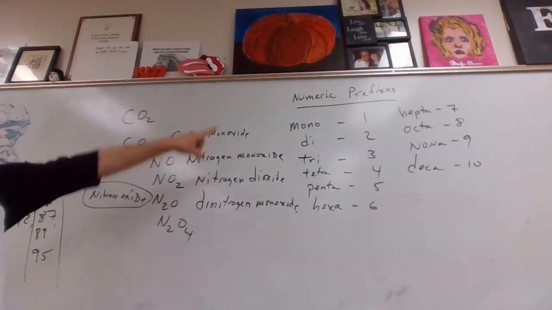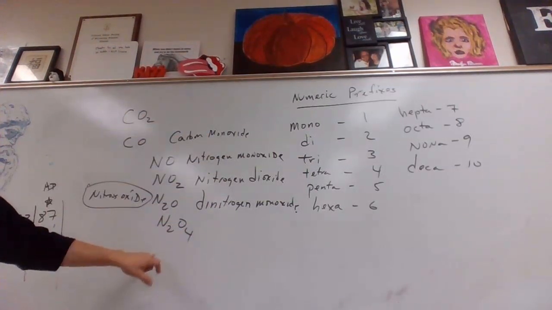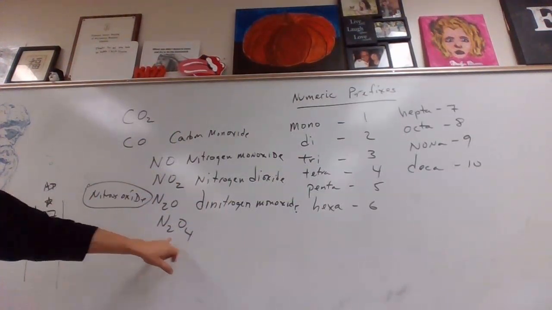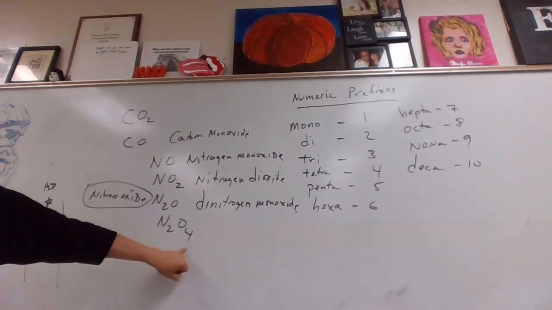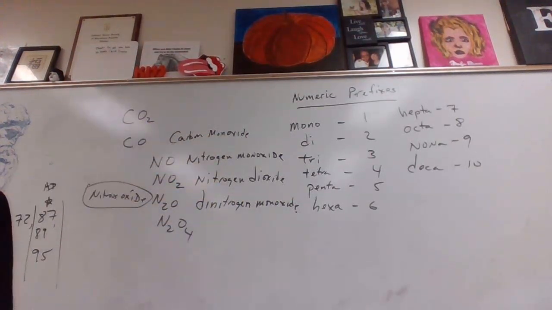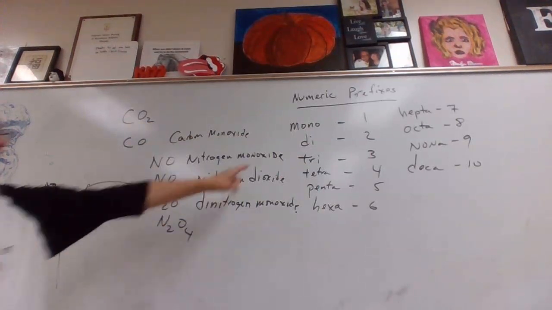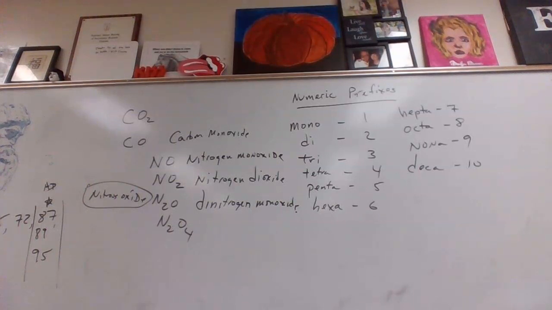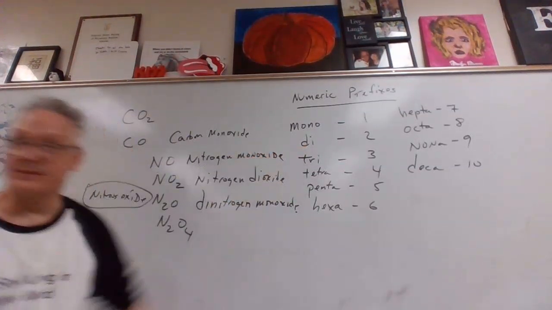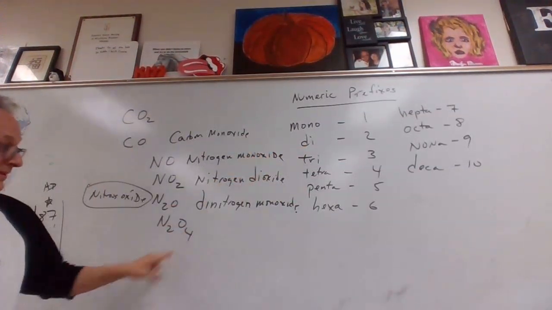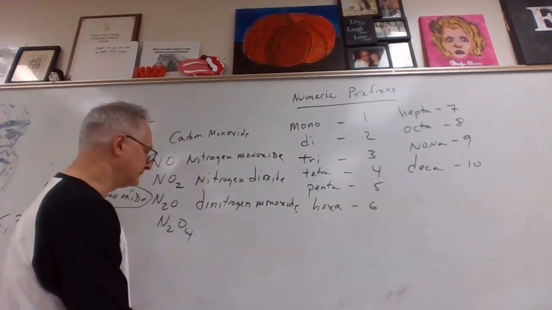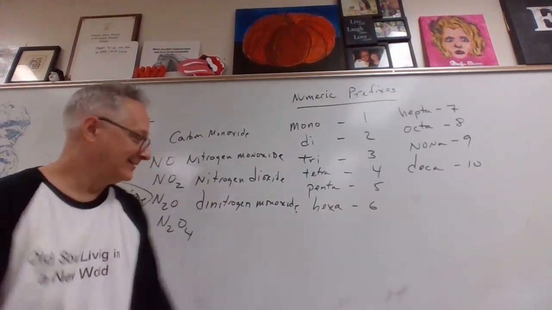All right, using our things here. I got N2O4. Any guesses on what we're going to call that? What do you think, Sam? How can we name N2O4? Look at our... dinitrogen tetroxide. Good. Drop the A. Dinitrogen tetroxide. You're golden. That's it.